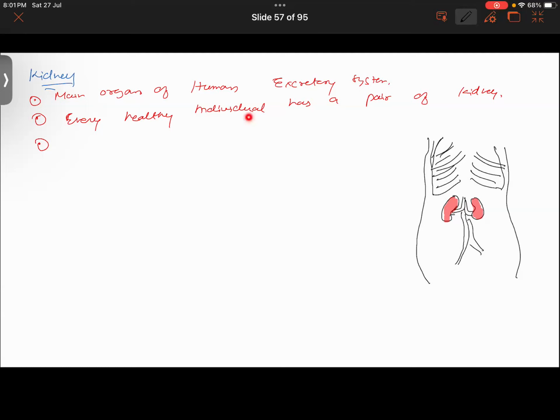Every healthy individual will have a pair of kidneys, but in some rare cases, particularly in the cases of twin children, it's not a very common phenomenon, but one of them would be suffering from this problem, that they would be born with just one kidney. So that sometimes happens.